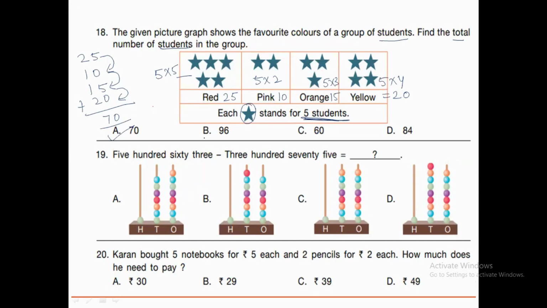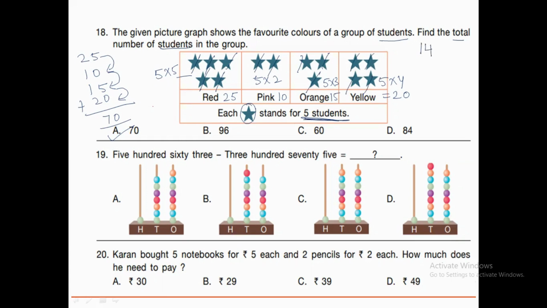This is one method. Another method that we can apply over here: how many total stars are there? 1, 2, 3, 4, 5, 6, 7, 8, 9, 10, 11, 12, 13, 14. We have 14 stars.